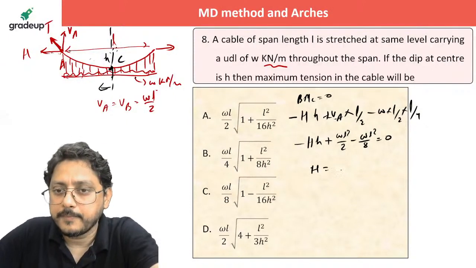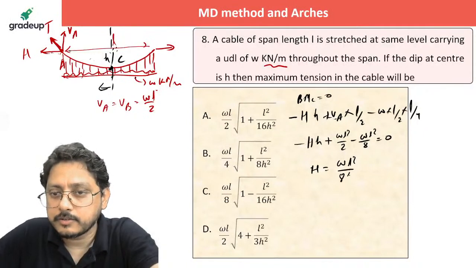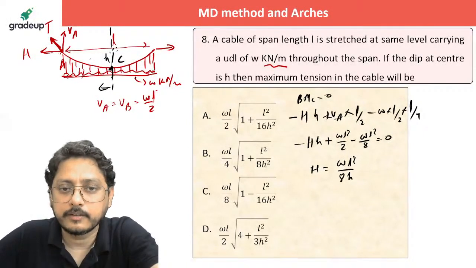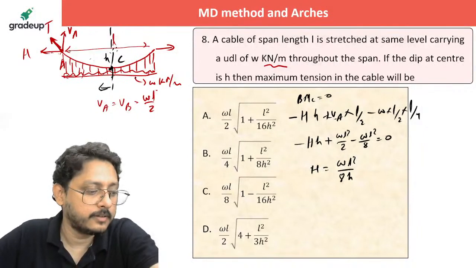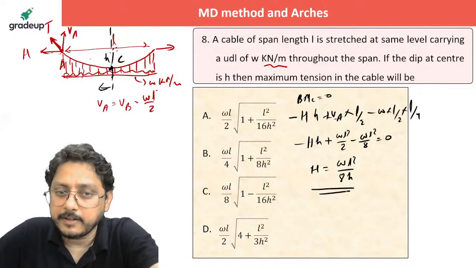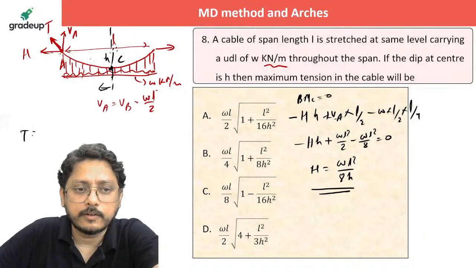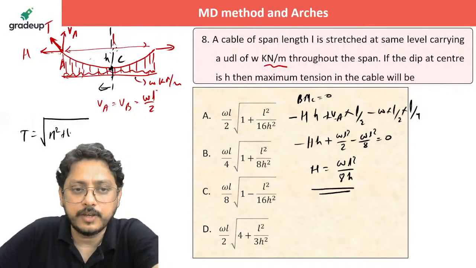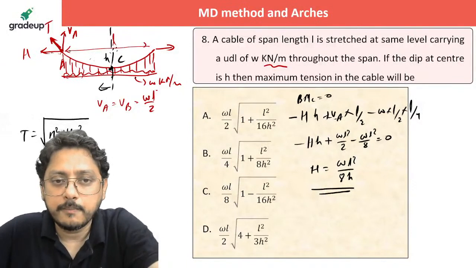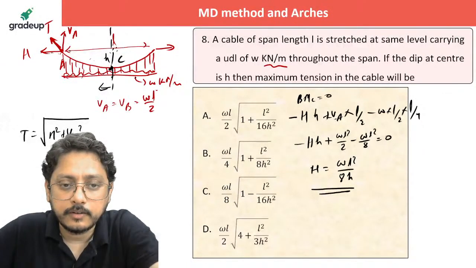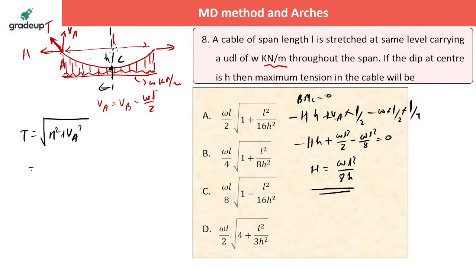And H will become how much? Can you tell me? WL square by 8H, isn't it? Can you see that? Now we have WL square by 8H. Now what is the resultant? Simply you get the tension. Maximum tension will be the square root of H square plus VA square. VA square we already have, that is WL by 2 whole square, and then plus H, which is WL square by 8H, whole square, under root.